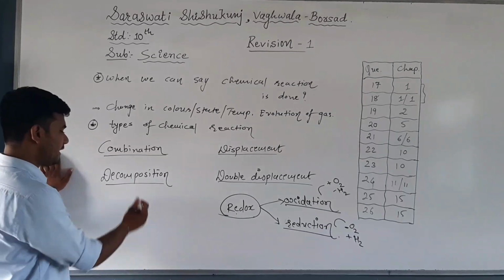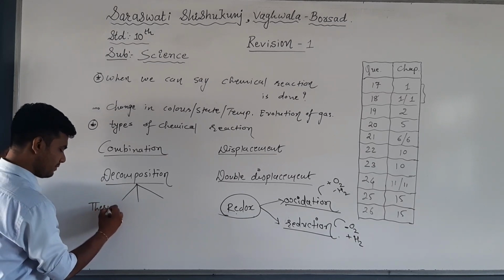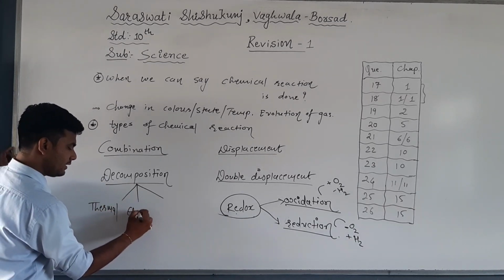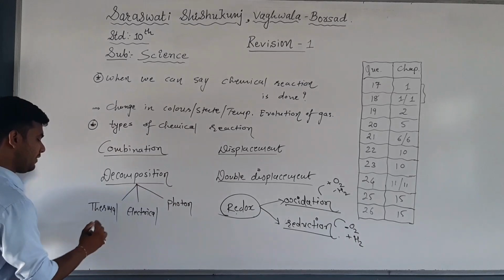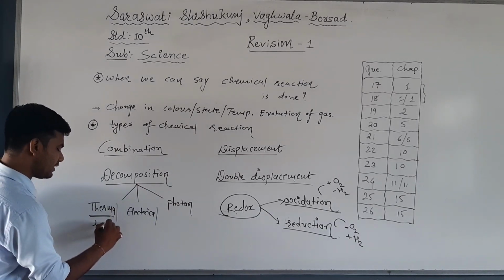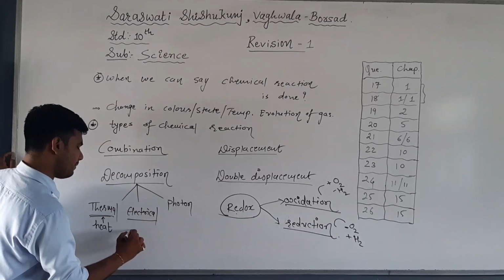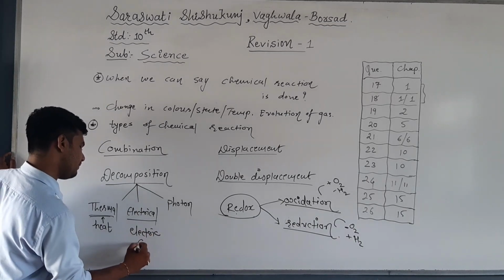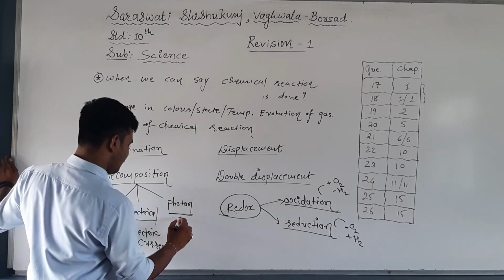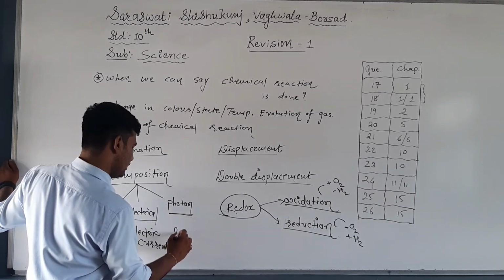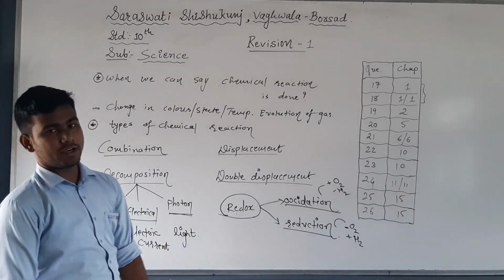Now we must also know the types of decomposition. There are three types of decomposition. First is thermal decomposition, after that there is electrical decomposition, and at last we have photo decomposition. If the decomposition is done by heat energy, that is called thermal decomposition. If the breakdown is done by passing electric current, that is called electrical decomposition. And if the decomposition is done by light energy, that is considered photo decomposition.